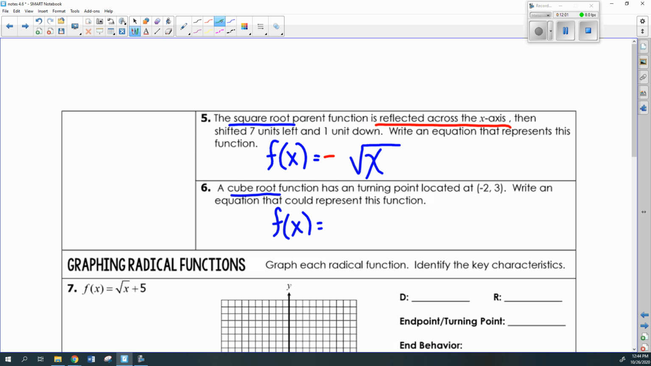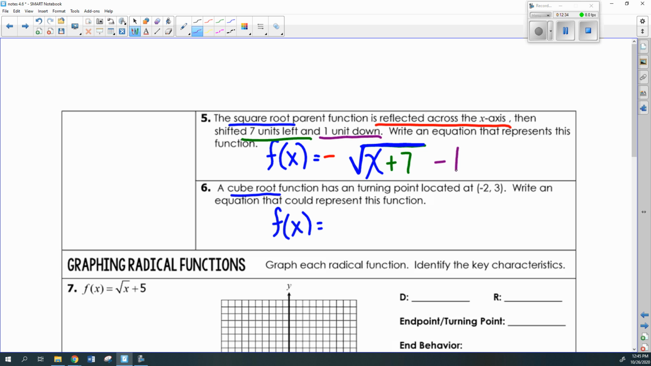Then it is shifted 7 units to the left. Well, remember, a right and left shift goes under the radical, so you might need to extend your radical. And left is actually a plus. All right, so maybe I'll make this one look a little bit better and extend that. All right, and then last but not least, 1 unit down. So remember, that goes after the radical, and down is a minus. So those are the 3 transformations described, and so that is the function that goes with it.